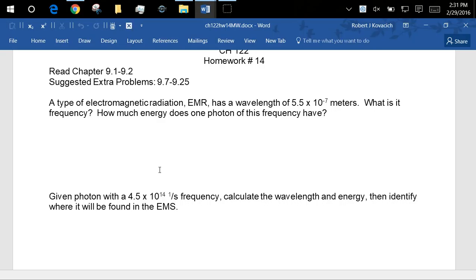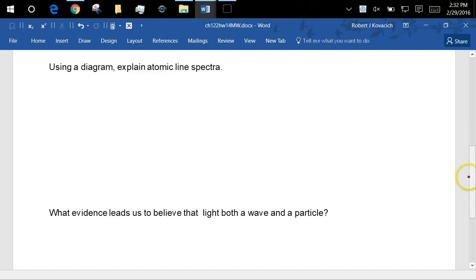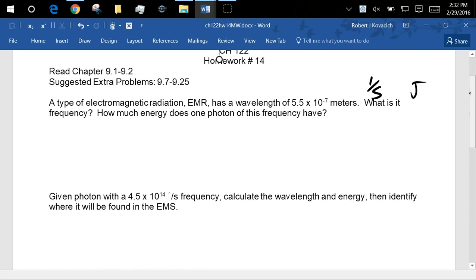1/seconds. So 1/seconds for frequency, and then what about energy? Joules. Okay, so I need those two things. Those guys are my units.